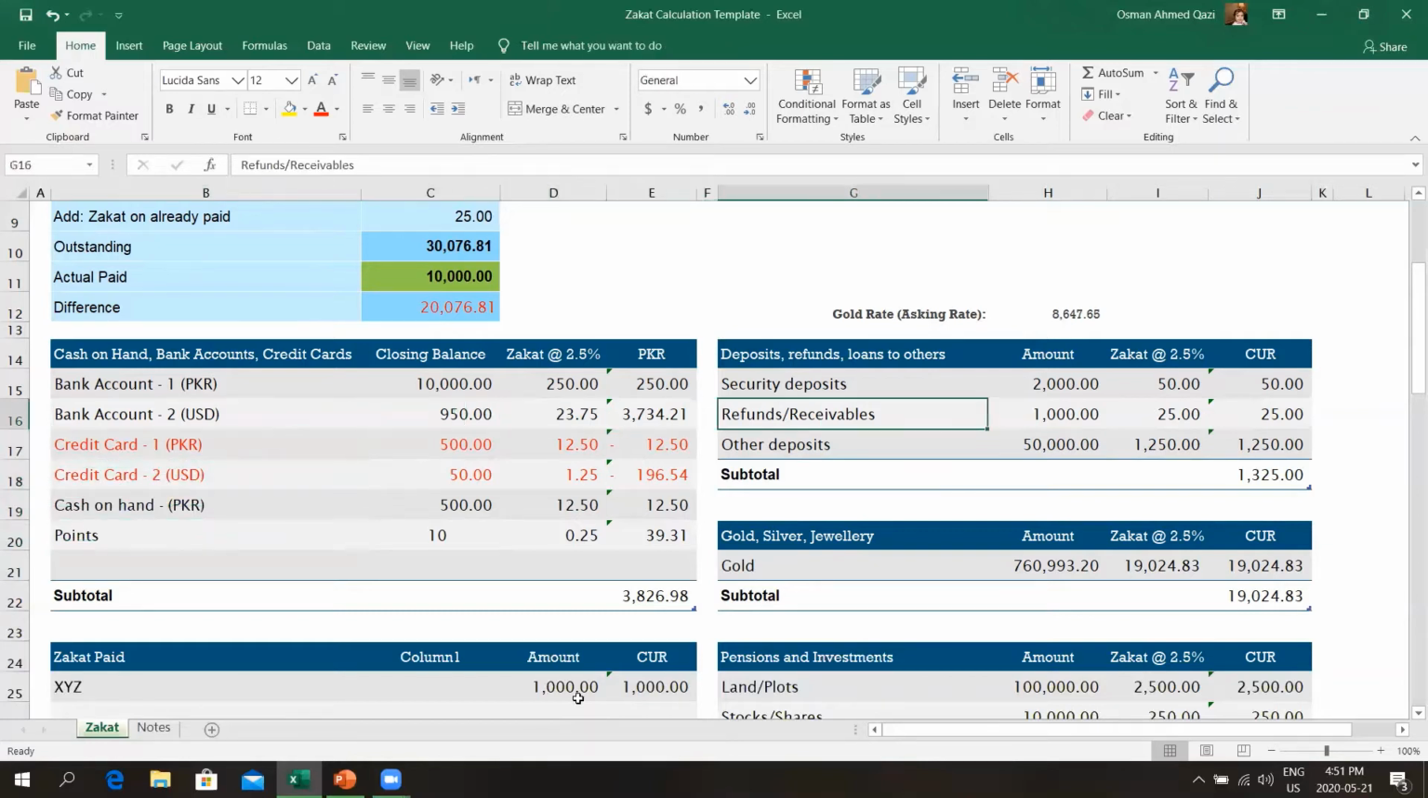Now on the right side here, I've got deposits, refunds, loans to others, right? So this is basically, let's say school fees. Sometimes in private schools, they take security deposits. So you leave the money with them, it's refundable whenever the kid leaves or whatever. So you need to put that in here. You need to remember that this money belongs to you, they're keeping it, but you can get it back, right? So zakat is due on that as well, right?